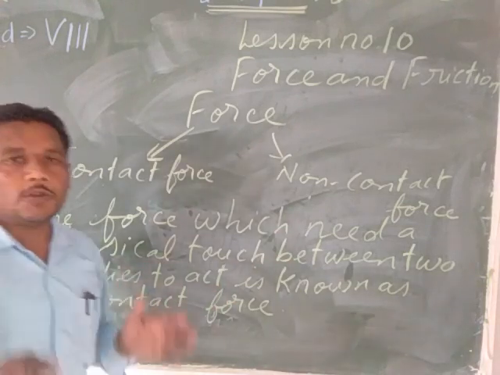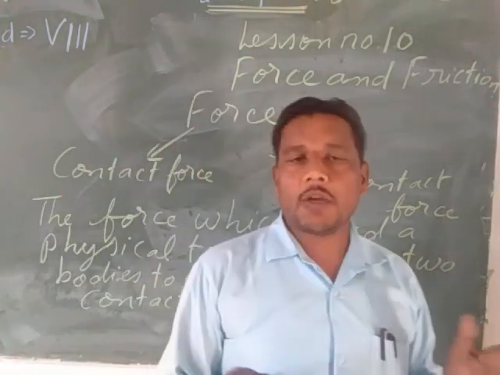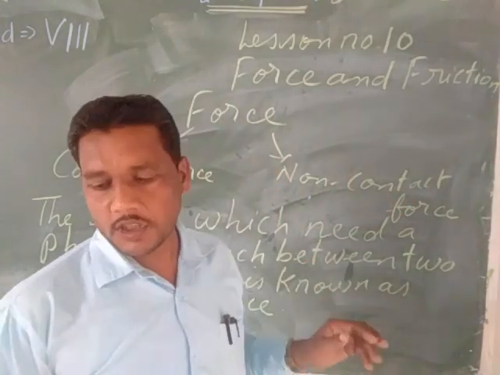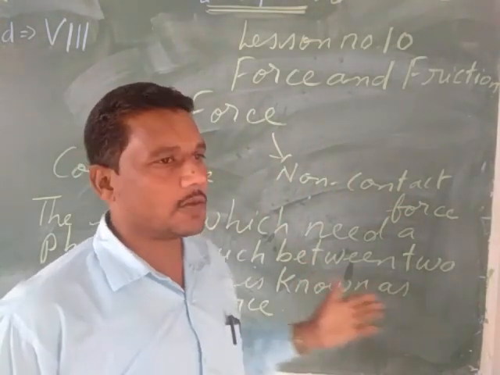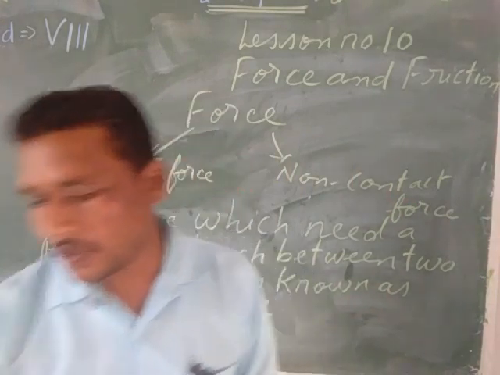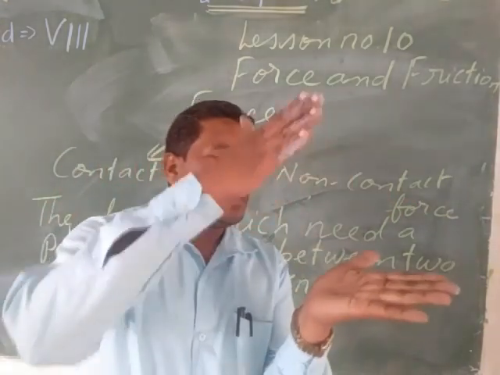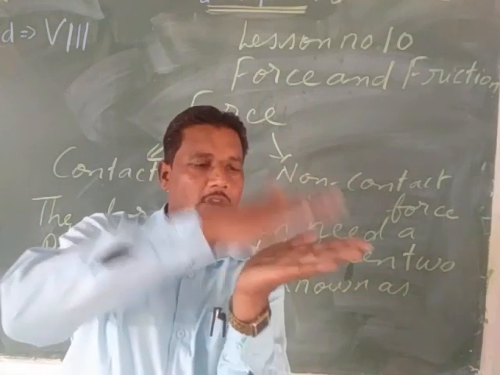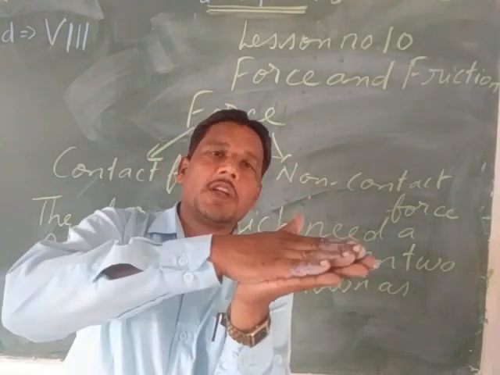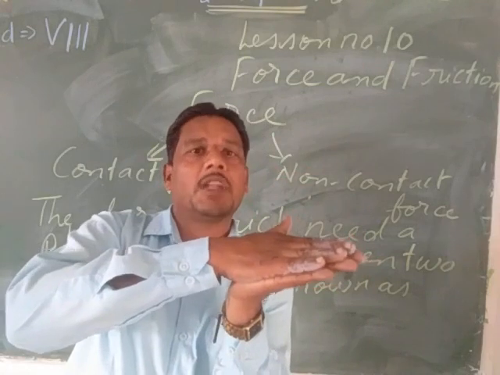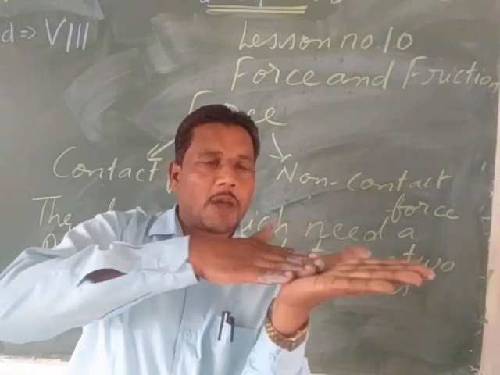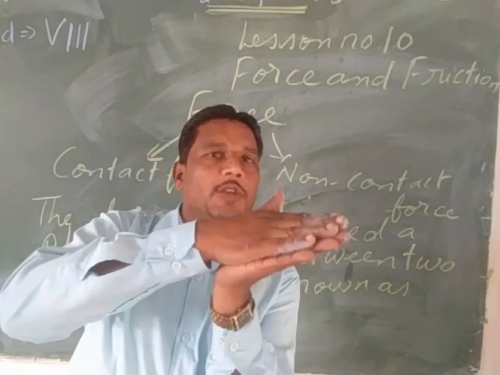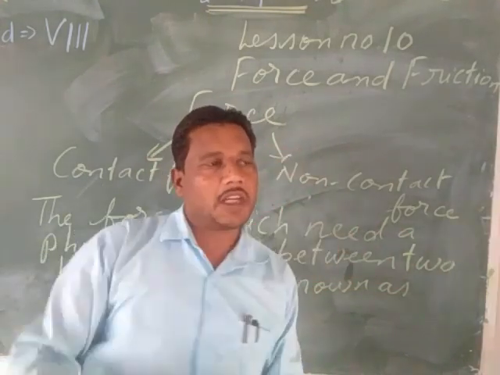It means the two bodies should touch one another, then only the force can act between them. When such a force acts while two bodies are touching one another, that is called the contact force. For example, the frictional force. Suppose both my palms are touching one another. Between the two palms, the frictional force is acting when I try to rub one palm upon the other.